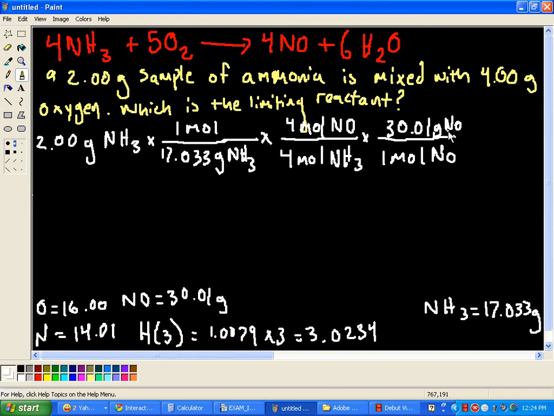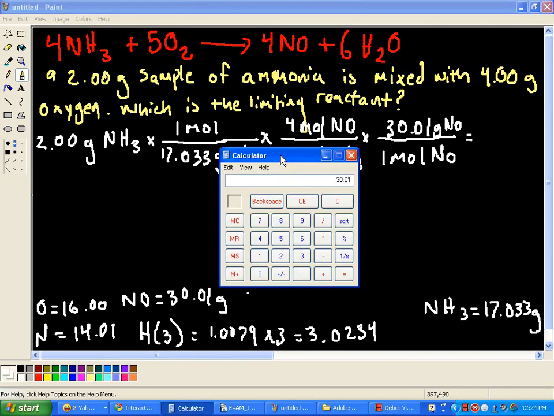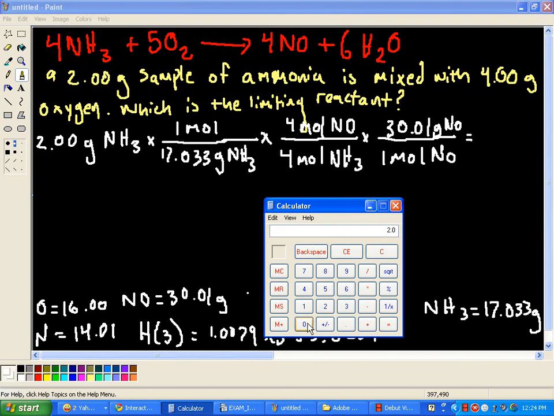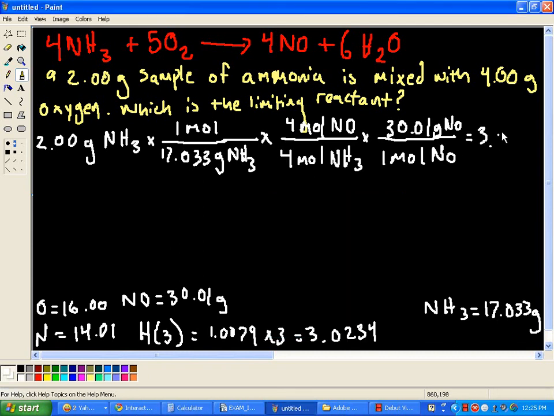Now when we do that calculation, it's going to be 2 grams times 1 mole divided by 17.033, times 4 divided by 4, times 30.01 divided by 1, and that's going to give us 3.52 grams NO. Okay, so we have our first value right there.